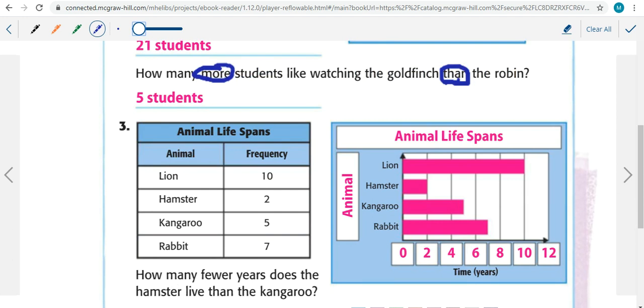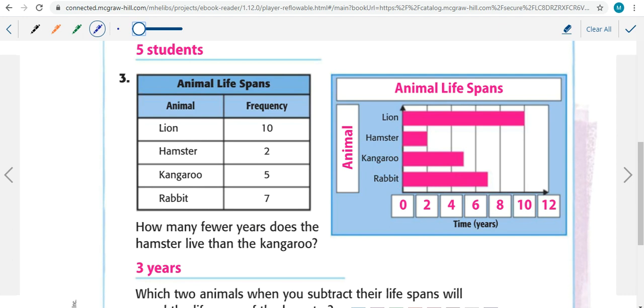Number 3, animal lifespans. Okay, here you have the frequency table, and then you have to complete the scaled bar graph. Now, always on the left side goes the type, the information that you surveyed, which is animal: lion, hamster, kangaroo, and rabbit. And on the bottom part, you are always going to write the frequency. So you can see the frequencies are 0, 2, 4, 6, 8, 10, and 12.